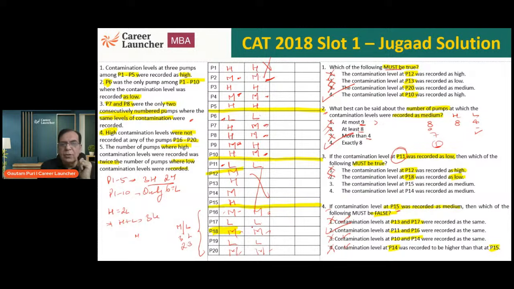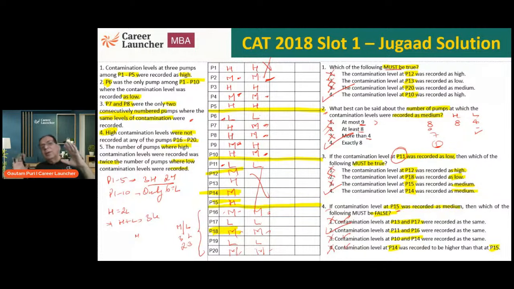If P18 is medium, that means statement 2 also cannot be the answer because we are looking for something which is true. Statement 3, contamination level at P15 was medium. P15 तो high है भाई. P15 is high. So that means statement 3 is also incorrect. So the answer should be 4, but let's verify. Statement 4, what does it say? Contamination level at P14 was medium. P14 is medium. Perfectly fine. That means the correct answer here should be statement 4.